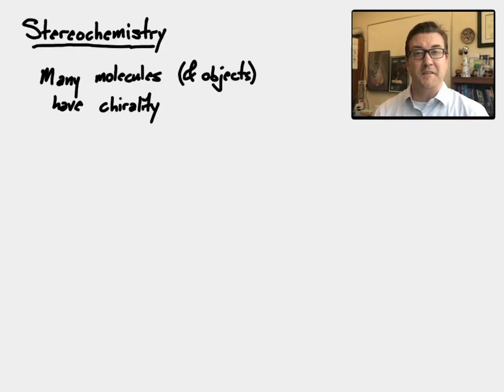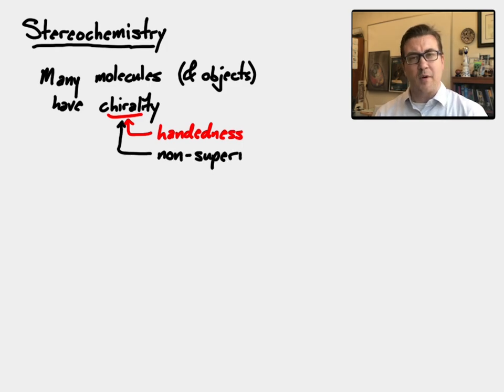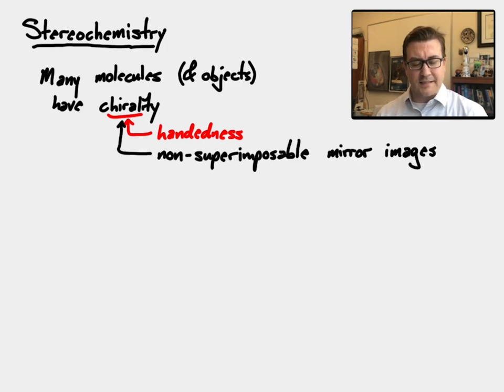Hi, in this video we'll be talking about stereochemistry. So many molecules and objects have chirality. Chirality is also known as handedness and actually comes from the Greek word for hand. Another way of thinking about that is it has a non-superimposable mirror image. Let's dig into that a little bit deeper.